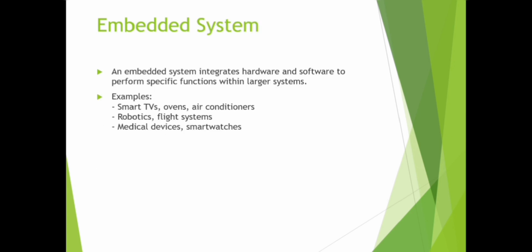Next, embedded system. An embedded system is a system that performs a dedicated task and it combines both hardware and software. Unlike general purpose computers, which do everything from browsing the web to playing games, embedded systems are meant for a single or limited function.